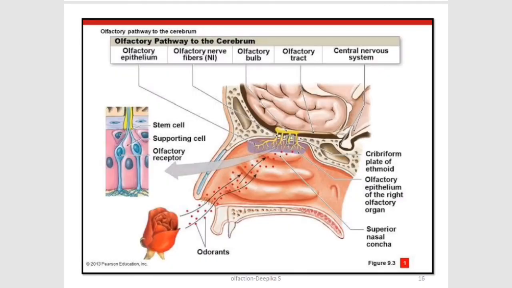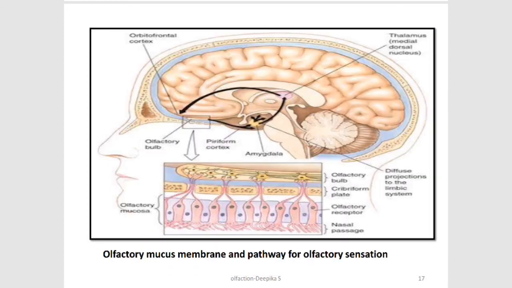Axons of olfactory receptors pierce the cribriform plate and enter the olfactory bulb. In the olfactory bulb, axons will synapse with dendrites of mitral cells. Axons of mitral cells leave the olfactory bulb as the olfactory tract, and this olfactory tract will end in the olfactory cortex. Some of the axons of the olfactory tract project to the primary olfactory area of the cerebral cortex, which is located at the inferior and medial surface of the temporal lobe. The primary olfactory area is where the conscious awareness of smell begins.